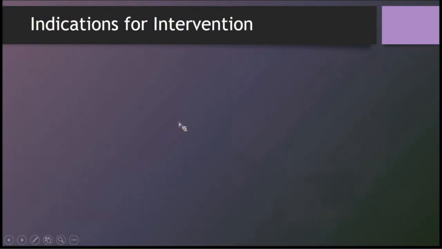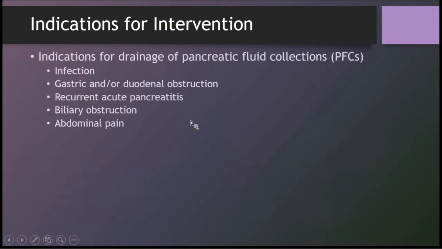Now, you don't always have to intervene in these. Actually, very often you don't have to intervene. Only time we go after it is if they get infected. And that's pretty obvious. Early on, fevers in pancreatitis are just SIRS and inflammatory. But once you get beyond week 2 and 3, now you're talking about infection-related issues. Patients get obstructed when these things are huge and get mass effect. People get recurrent pancreatitis as they sit on the pancreas and cause disruption to the duct, biliary obstruction, and sometimes pain.